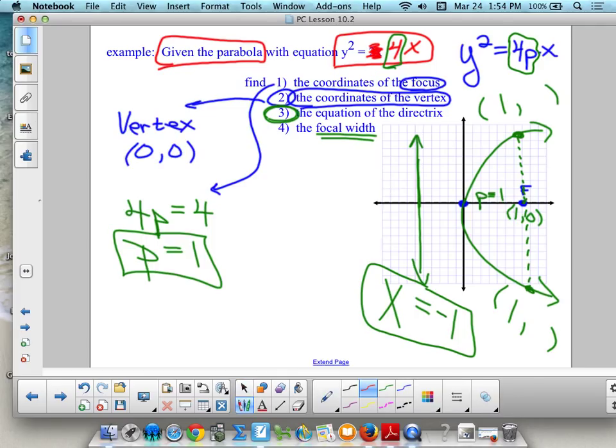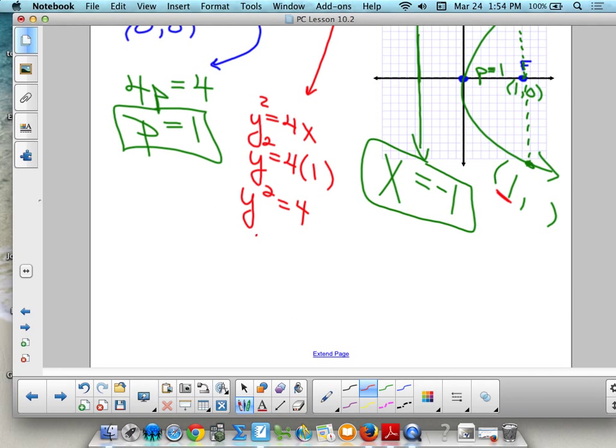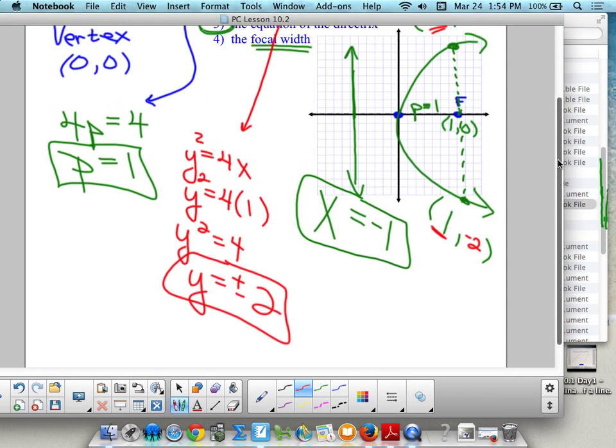Remember your equations right here. Y squared equals 4x. So you'll let x be 1. You're just taking this number right here. Take the 1, stick it in. Y squared equals 4. Better yet, y is what? Plus or minus 2. When you get the focal width, you actually get 2 answers. One is -2, one is +2.